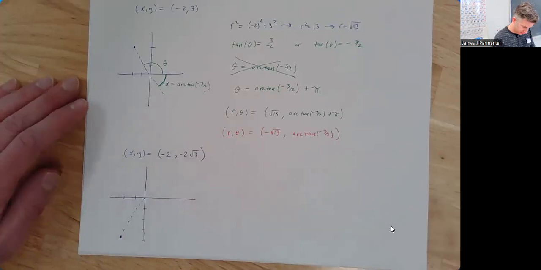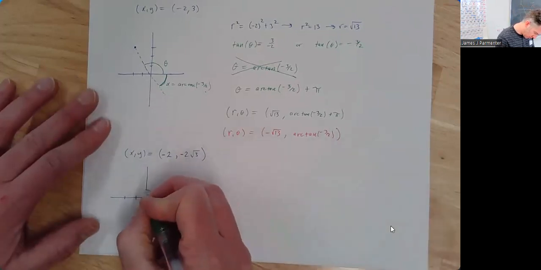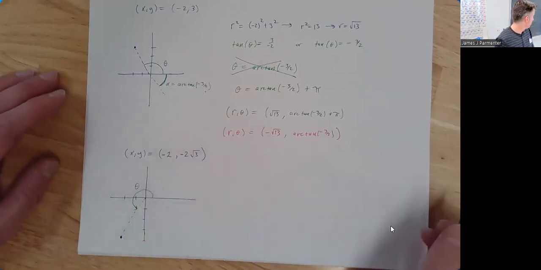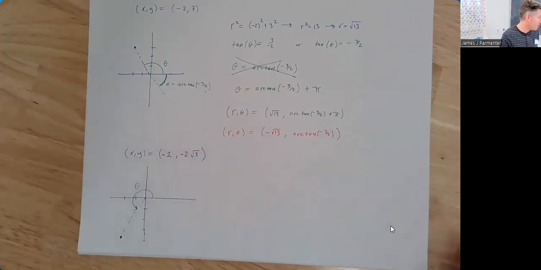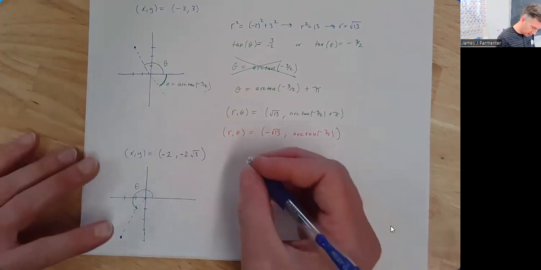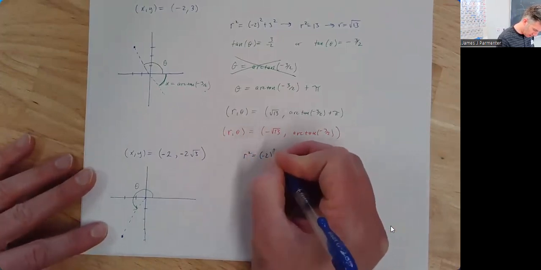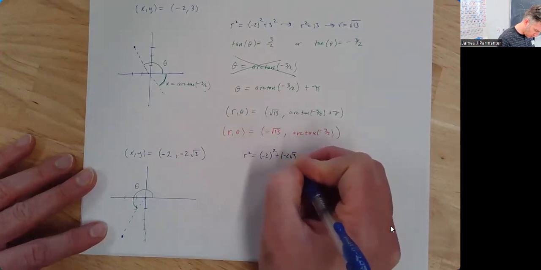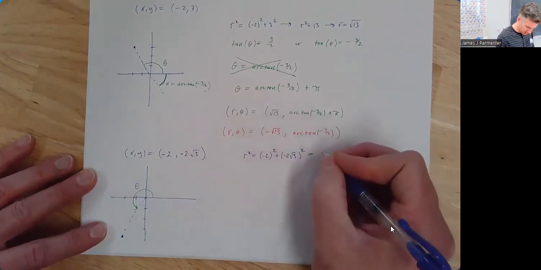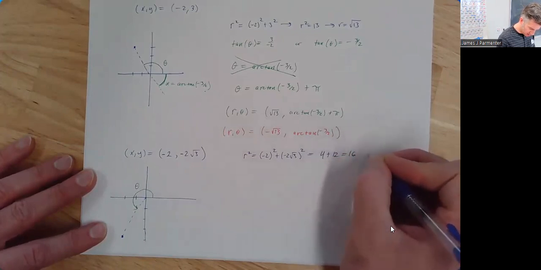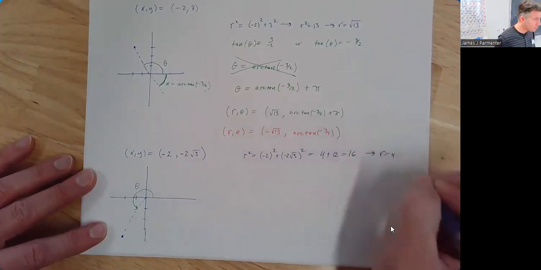So we're over there. And I'm trying to describe this angle theta, which is certainly not in the range of the arctangent function, and the radius. And the radius is always going to be easy, right? We're just going to do r squared is (-2) squared plus (-2 root 3) squared, which ends up being 4 plus 4 times 3, which is 16. So we're going to get that r is equal to 4.